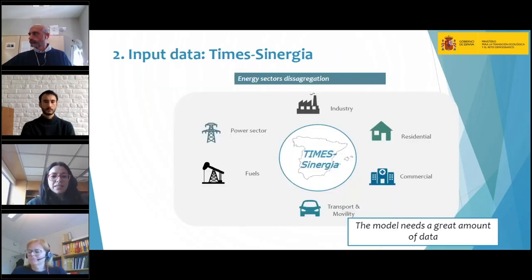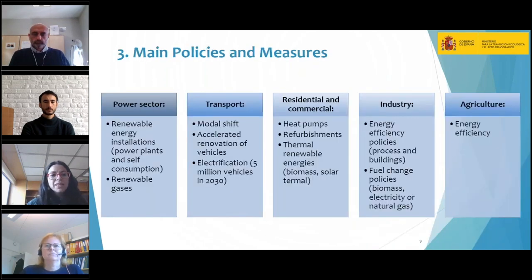The input data for TIMES-Sinergia covers all the sectors: industry, residential, commercial and public, transport and mobility, and all the sectors related to energy, that is the power sector and the fuels. I would like to mention that the model needs a great amount of data. We also have to introduce all the main policies and measures that we have to put in place to achieve the target that we set to achieve climate neutrality in 2050.